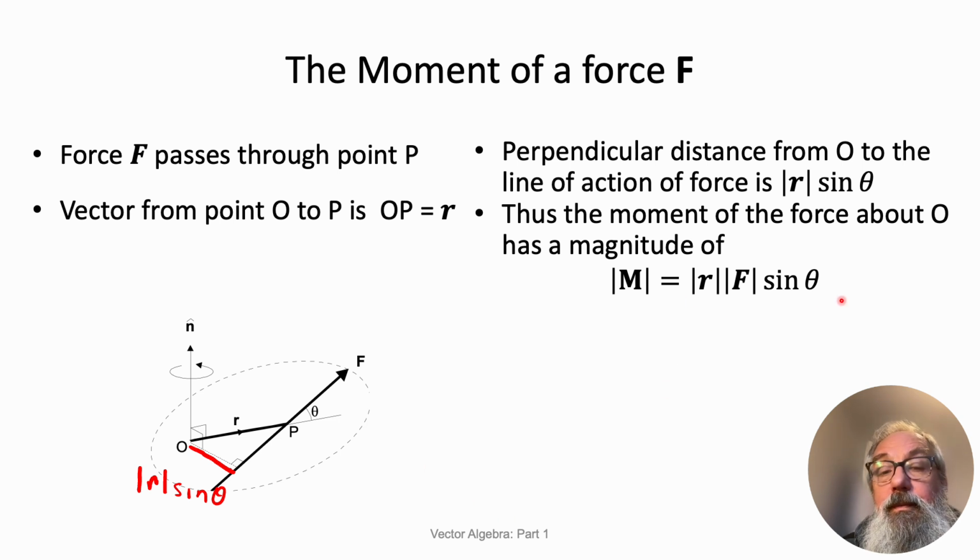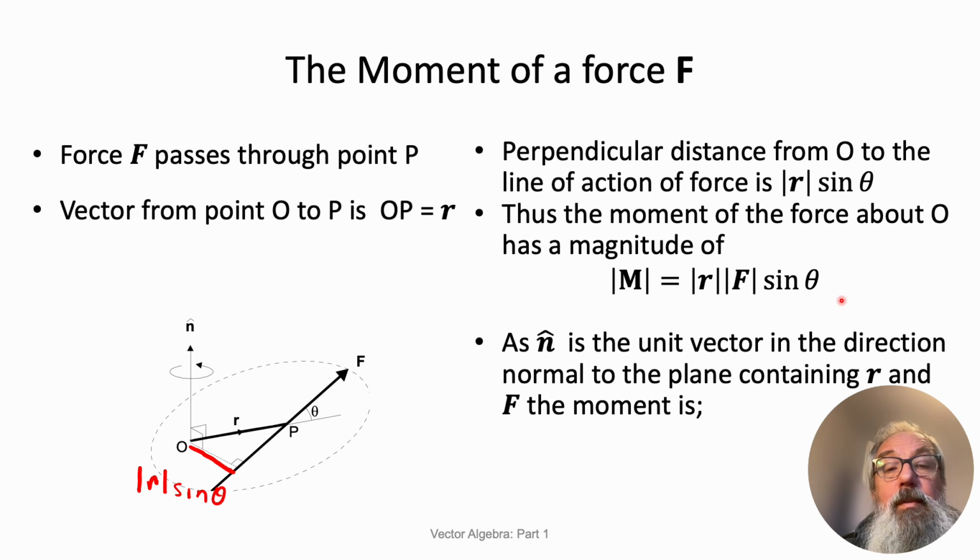Which is very similar to the cross product, the vector product. But as n is a unit vector, we can actually ignore that when it comes to the magnitude, because it's simply 1. Okay. M is equal to R cross F, RF sine theta.